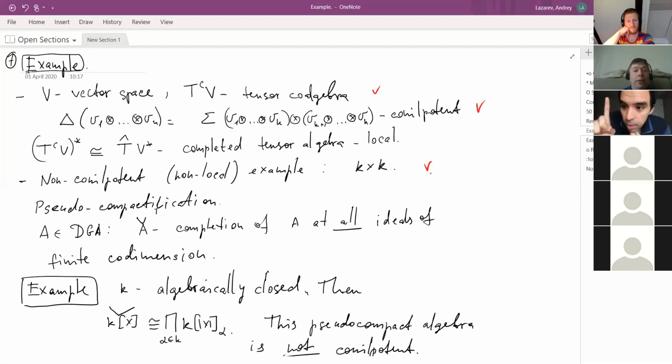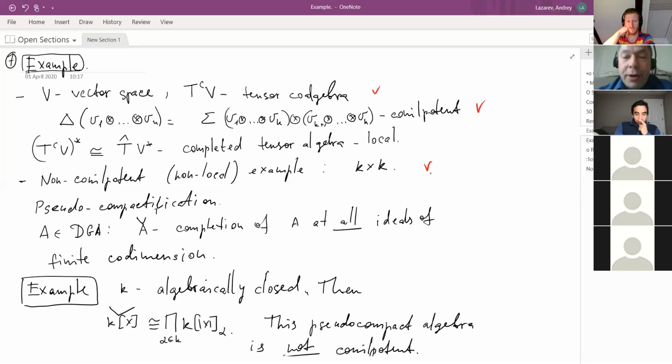Andrey, one more question. I'm sorry. When you define this coproduct in the tensor coalgebra, you're starting with k equals 0, right? So the first term of this sum, one tensor, yeah. Right. Okay.